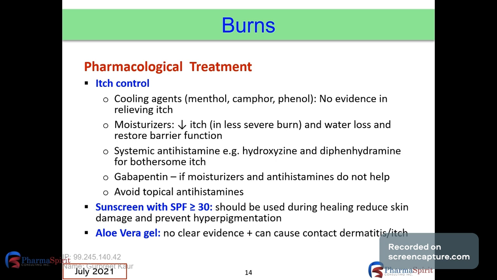Another agent that we should keep in mind to avoid is aloe vera gel. Aloe vera gel has no clear evidence in burn. Plus, it can cause contact dermatitis, which will in turn increase itch. So it should not be used to manage the itch.